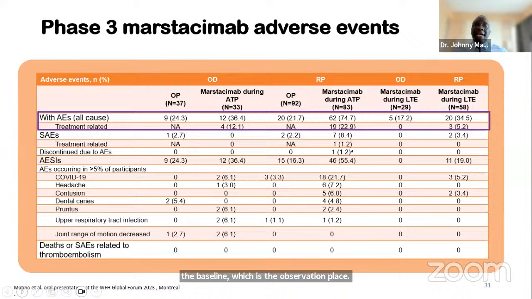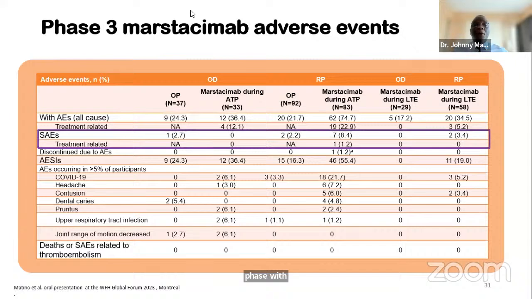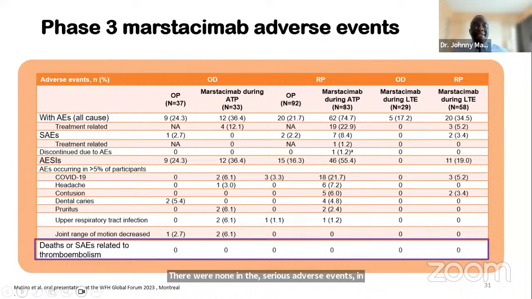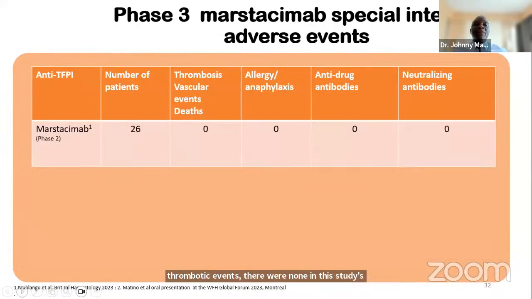If one looks at the safety results, I want us to focus largely on during the mestasimab in the observation phase as well as the active treatment phase. You can see there that, in fact, there was a slightly higher number of adverse events in the active treatment phase with mestasimab, but the treatment-related adverse events were very few, only 4. If one looks at the serious adverse events, in particular the treatment-related serious adverse events, there were none in the mestasimab arm in this study. And if one looks at the deaths and serious adverse events relating to thrombotic events, there were none in this phase 3 study. And perhaps one could expand on this data and perhaps try to examine the difference between the phase 3 and the phase 2 that we've already published.